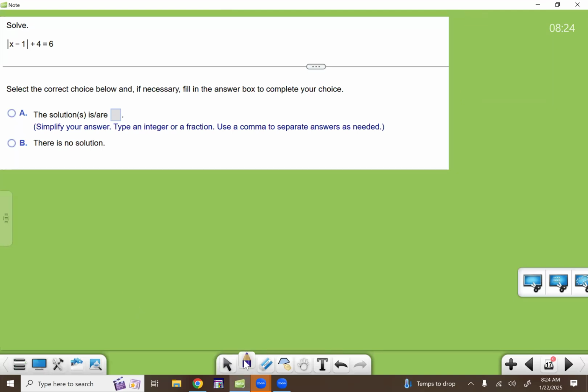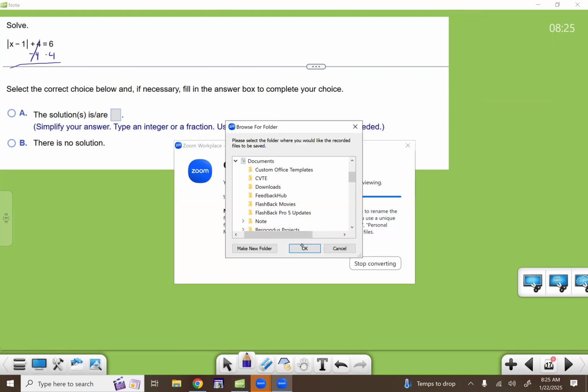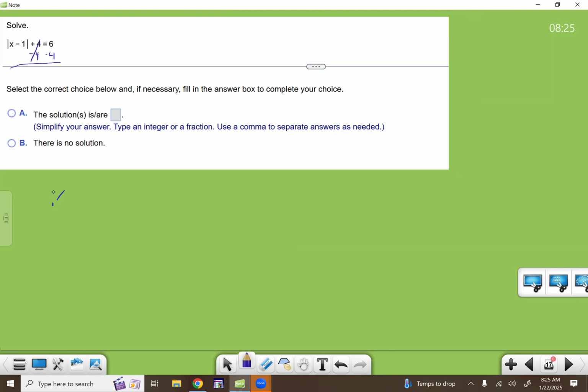Okay, we're looking at number 4 from 3.5. So the very first thing that you have to do when you have an absolute value equation is isolate the absolute value. So we're going to have to subtract 4 from both sides of the equation in order to get this absolute value by itself. I'm just going to write it down here, you guys, where we have some more space. So 6 minus 4, sorry, it's kind of sloppy.